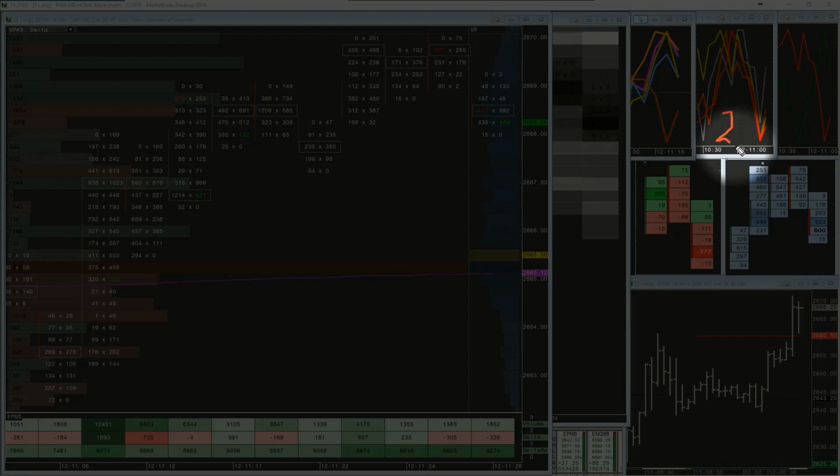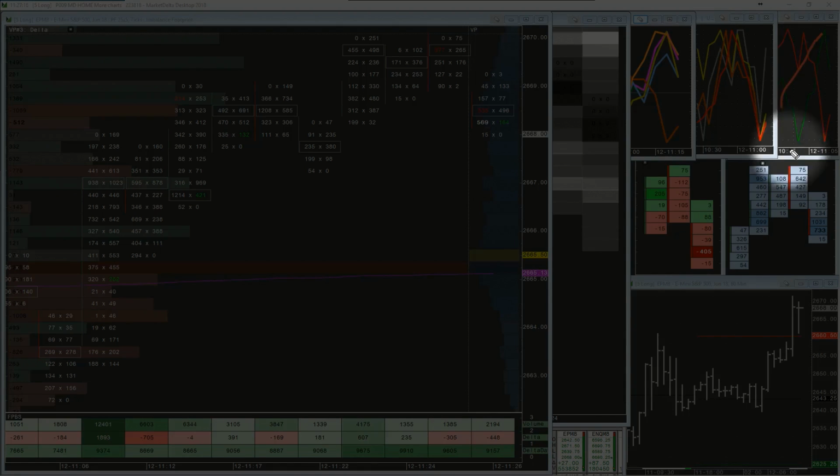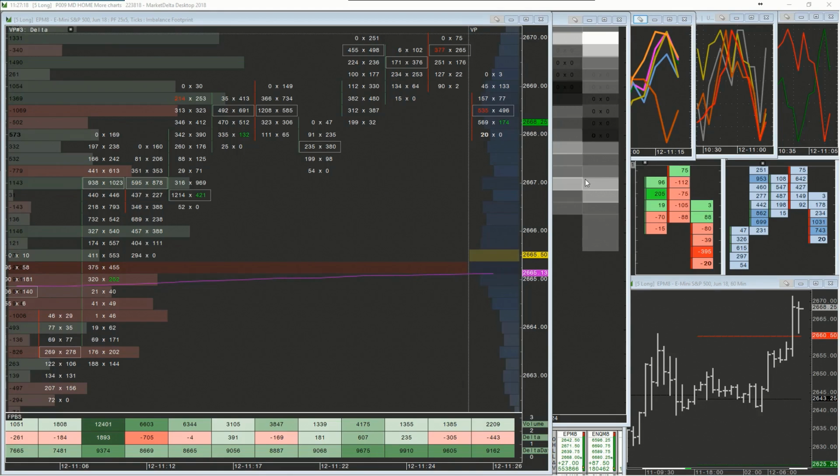The second chart right here of correlations is my safe haven assets: gold, silver, bonds, and the Japanese yen, which move inverse to equity markets. So when the equities are dropping, you should see these markets climb, and they are in fact doing so this very moment. And then on the right side, I have my 2 indicators I've coded personally.